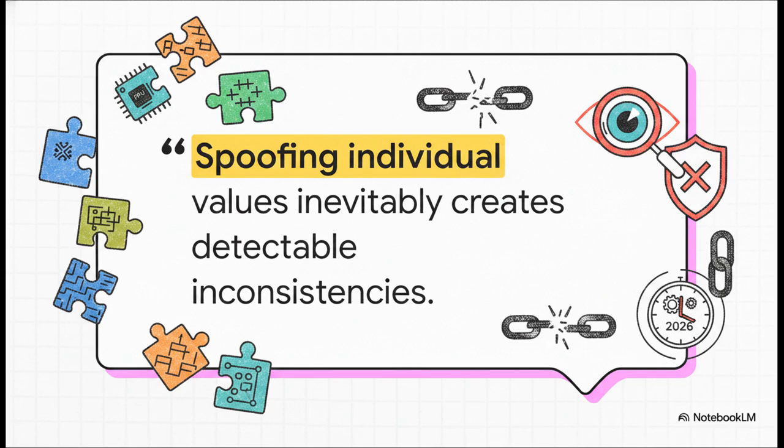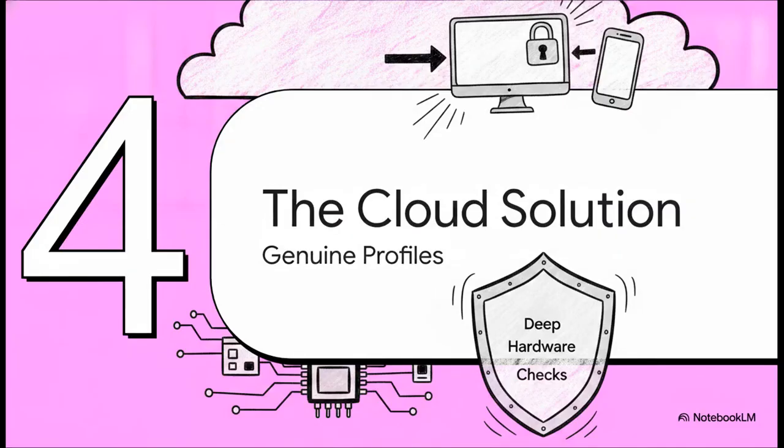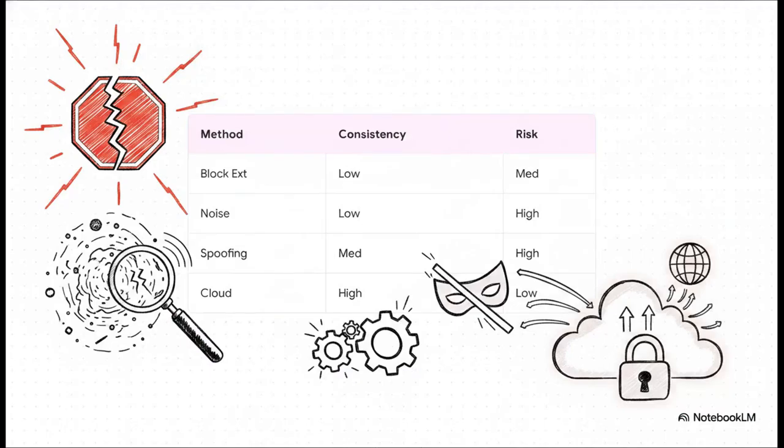To summarize the core argument from the guide, spoofing individual values inevitably creates detectable inconsistencies. Piecemeal faking of a WebGL fingerprint is not just ineffective anymore. In 2026, it is a guaranteed way to trigger modern anti-bot and anti-fraud systems. All right, Section 4, the cloud browser solution. So you're probably asking what actually works.